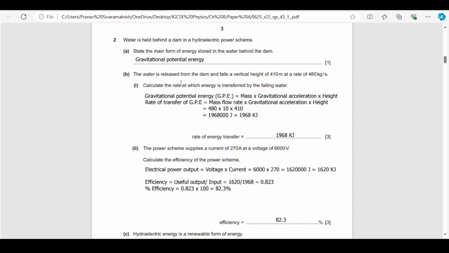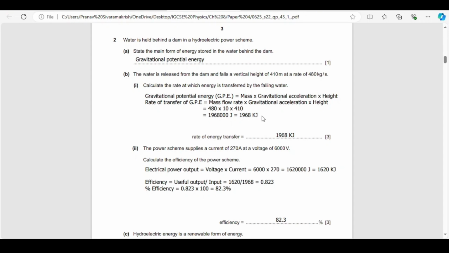So the energy transfer that's taking place is the gravitational potential energy transfer. So we need the formula for the gravitational potential energy, which is going to be the mass multiplied by the gravitational acceleration, or the gravitational field strength, multiplied by the height difference. So we have a mass of 480 kilograms per second. We have g, because it's a 2022, pre-2023 paper, we can assume a value of 10, and it's essentially falling a distance of 410 meters. Because we have a mass flow rate, what we have is a rate of transfer of gravitational potential energy, which gives us a value of 1,968,000 joules, which is 1968 kilojoules.